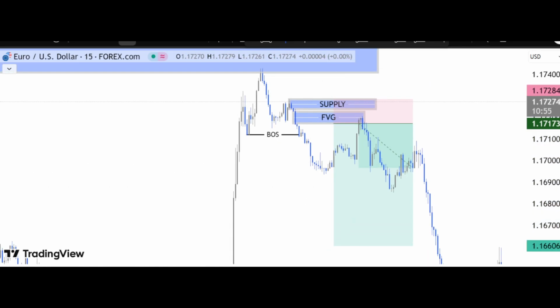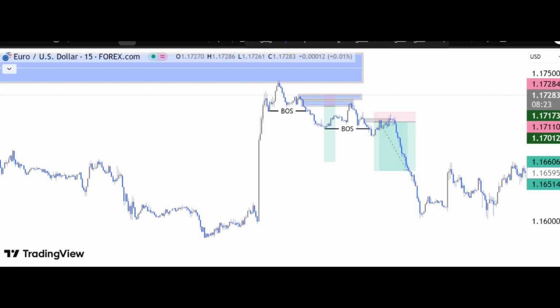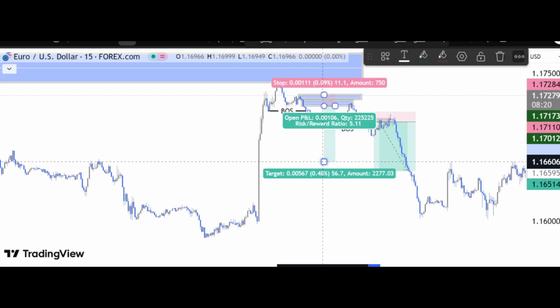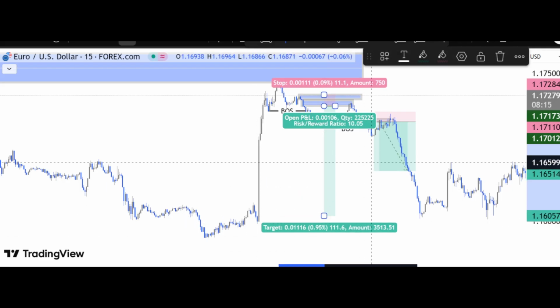We have another break of structure. Price left another fair value gap with supply. You do the same thing over and over again. Set the limit order at the fair value gap. Stop loss above the supply. Target 1 to 5 RR, risk to reward ratio. You can even target, as you can see, all these imbalances up until here, until this demand.